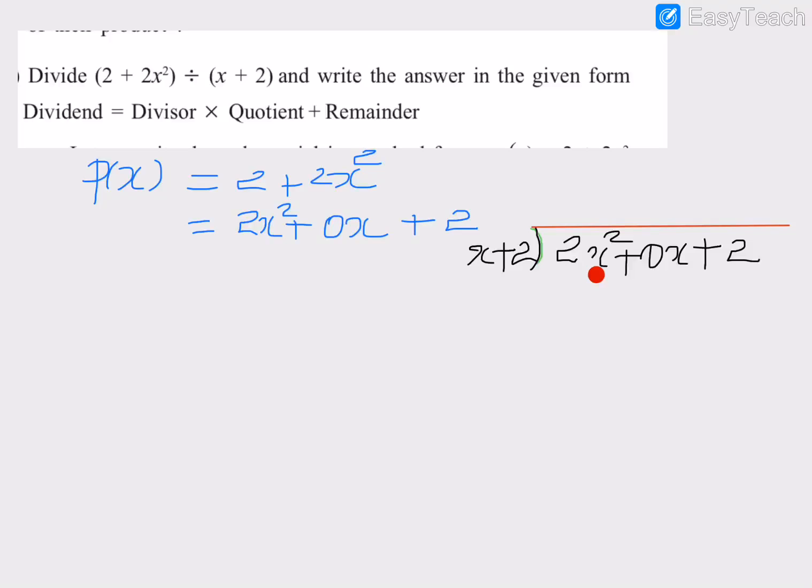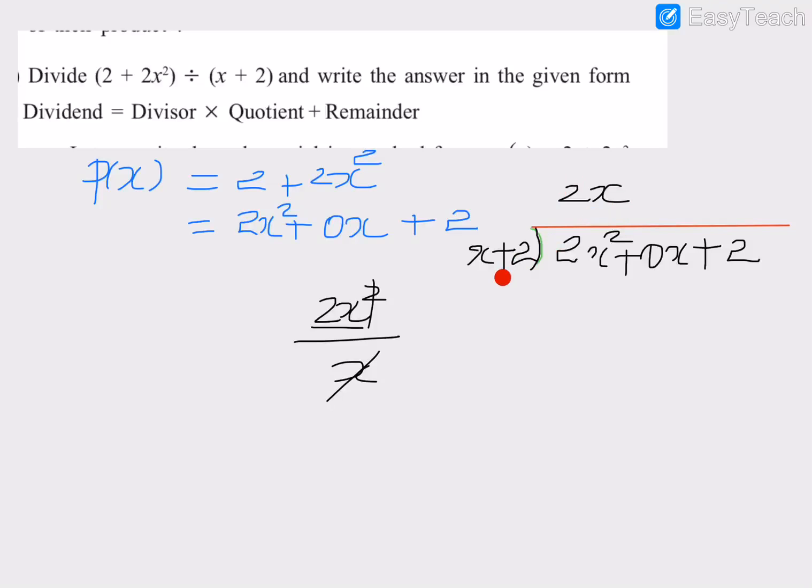So for starting the division, we will look at the first term. Here the highest degree power first term is 2x square, and here it is x. When we divide 2x square by x, x will be cancelled, 2x is remaining. So 2x will be written in the quotient place.